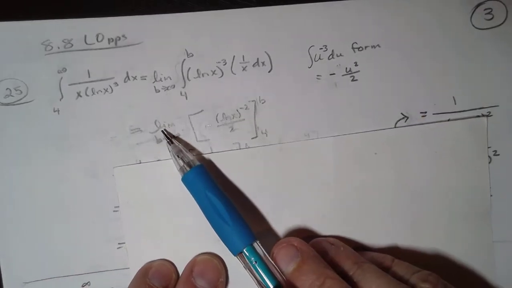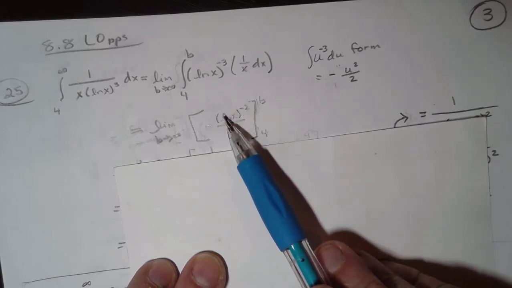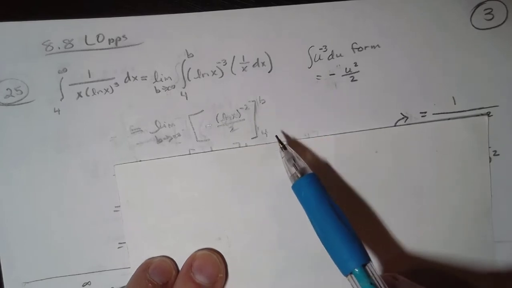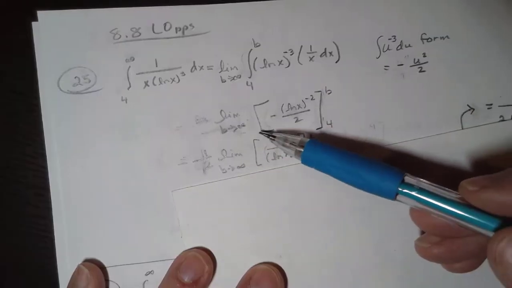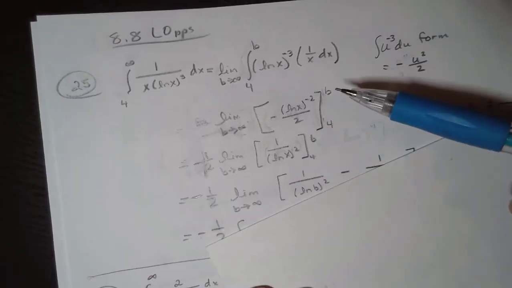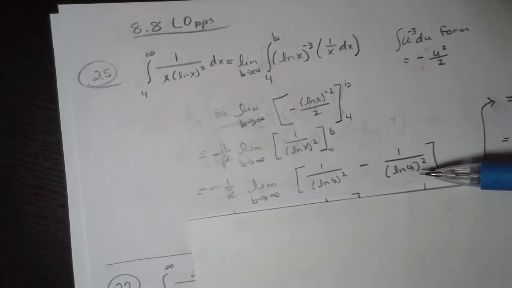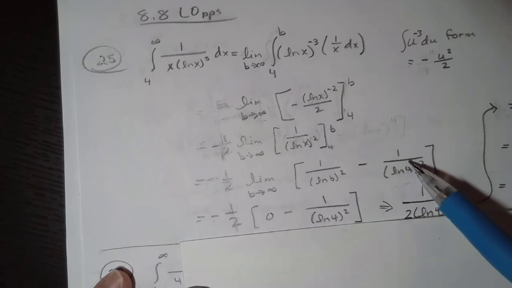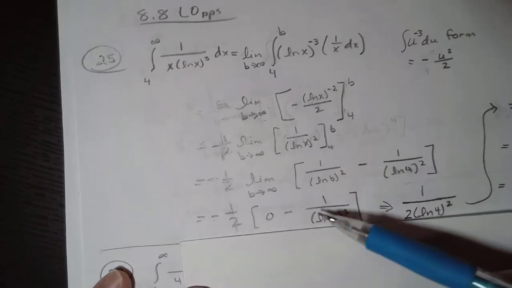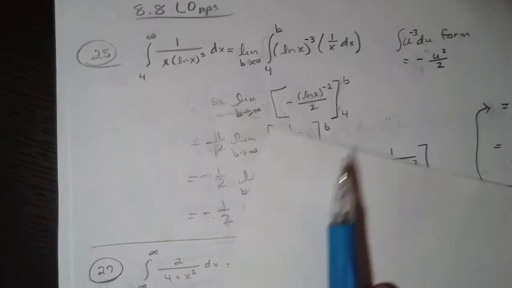That is going to give us the limit as b goes to infinity of negative natural log x to the -2 over 2 from 4 to b. Now, I'm going to bring out the -1/2, and we're going to look at this. We substitute b in, minus substitute 4. As b goes to infinity, this is infinite, so I get 1 over huge, which is 0, and I get negative 1 over natural log of 4 squared. So I have this negative times this negative, which gives us this.